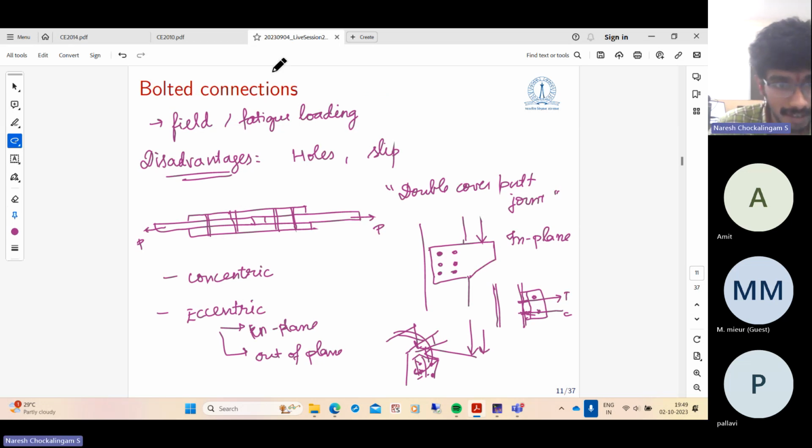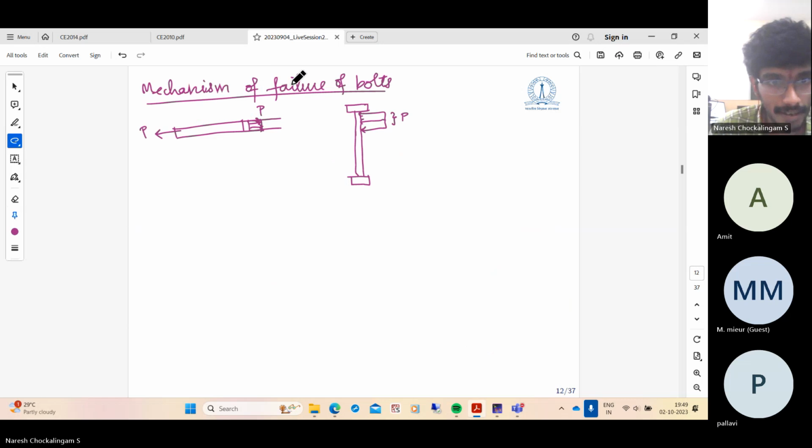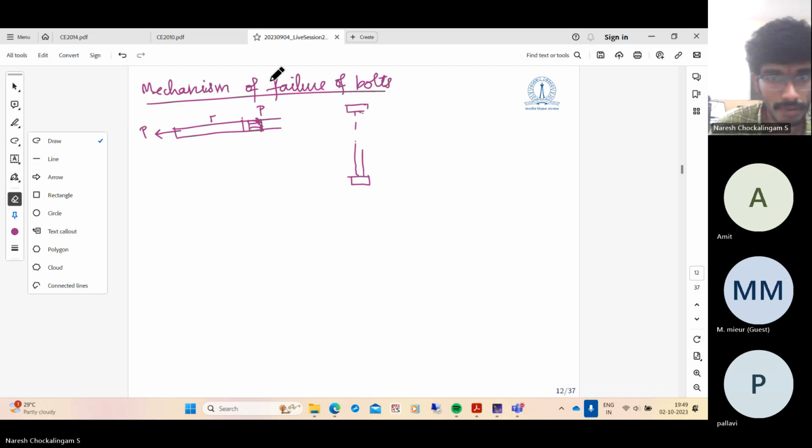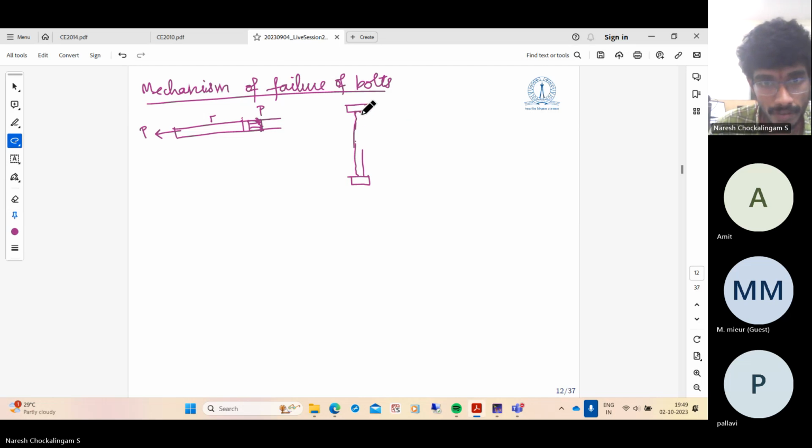Sorry, there is a cover plate on top. So this P is actually applied down. So this is the middle plate, so this acts here. The total force is P, and there is some distribution of pressure onto the bolt.